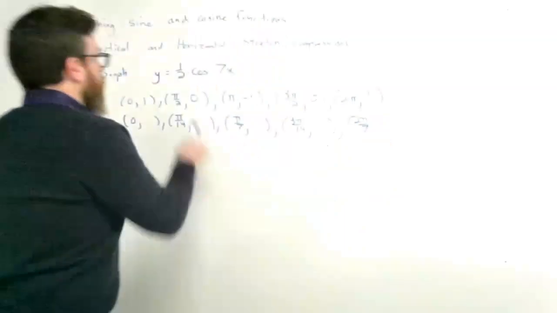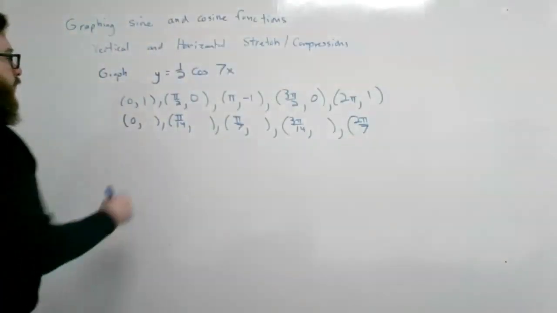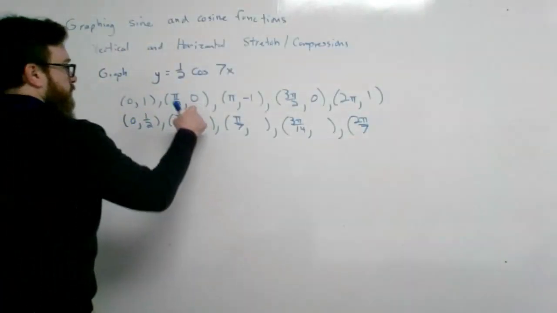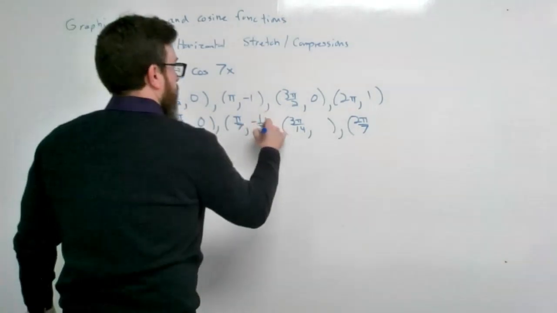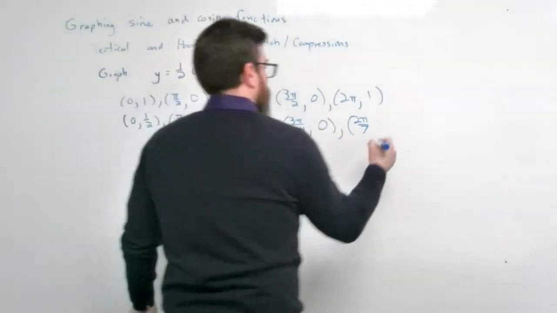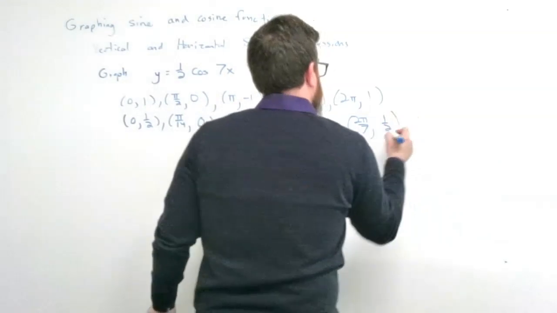And then what this is going to do is multiply all the y's by 1/2. So 1/2 times 1 is 1/2. 0 times 1/2 is 0. This is going to be -1/2. This would be 0. And this would be 1/2.